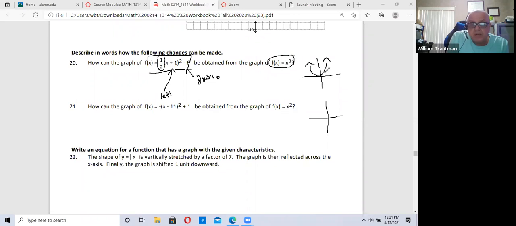So this graph went down 6 spots from here. It went down 6, went over 1. There's where the graph is. And then we compress it. We squeeze it down. And when we compress it, we make it fatter. If you remember, do you see how this is fatter than that one? So it's down 6 spots over 1, and it's fatter. All right.